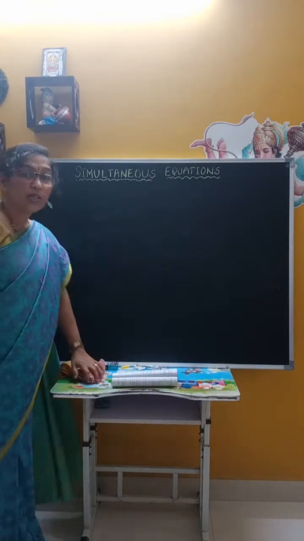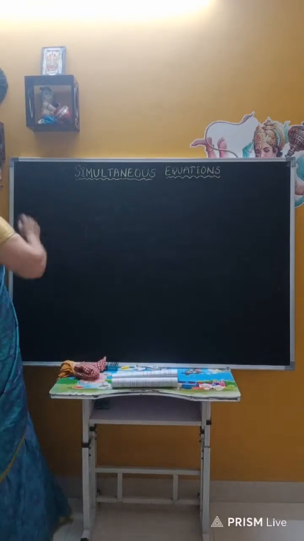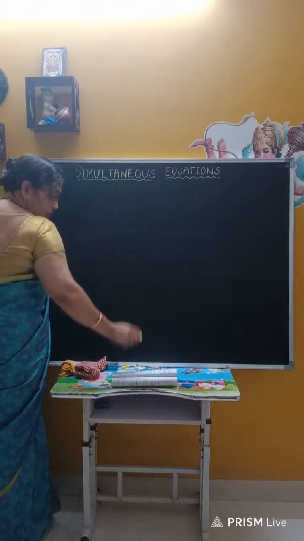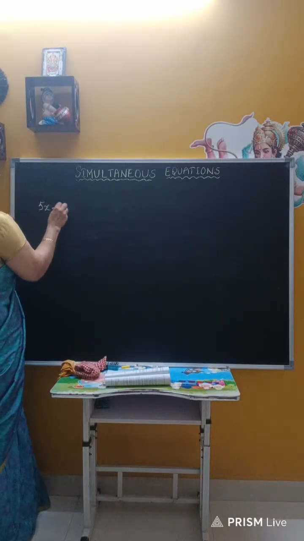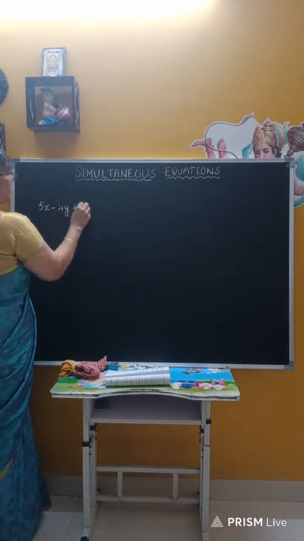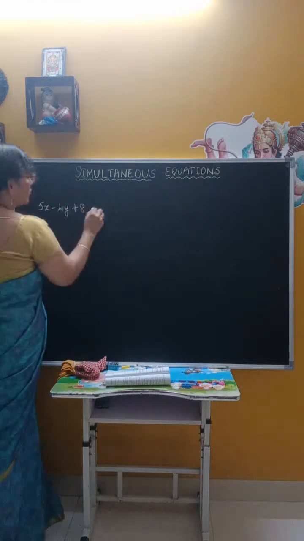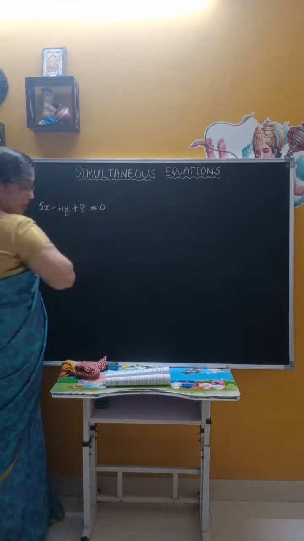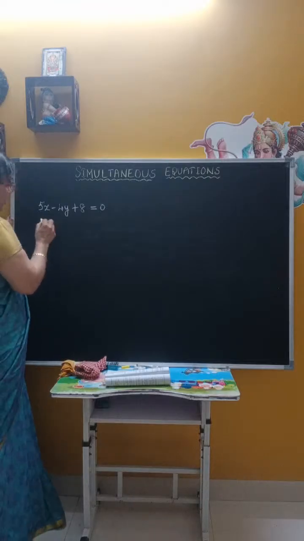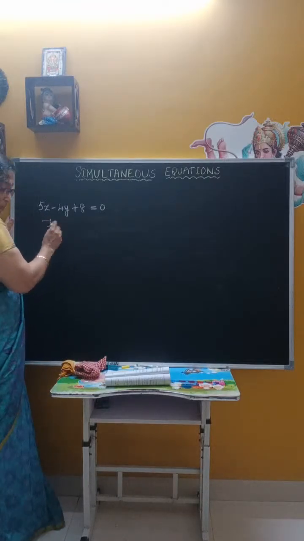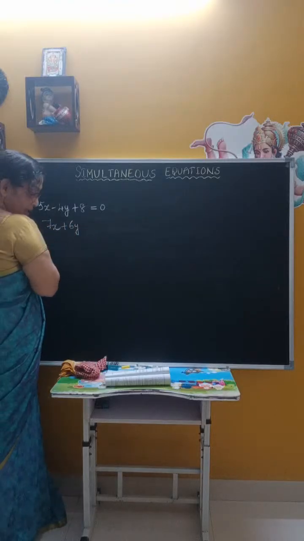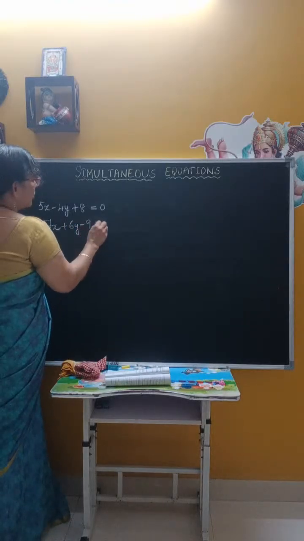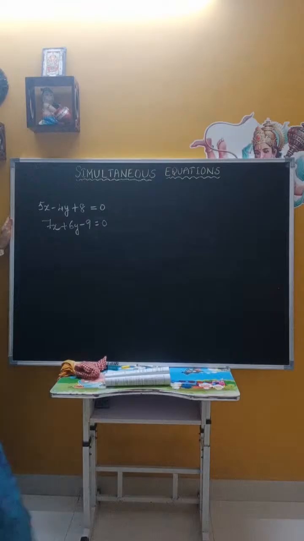Now let me take the first problem in this. It is 5x minus 4y plus 8 is equal to 0, first equation, and second equation 7x plus 6y minus 9 is equal to 0.